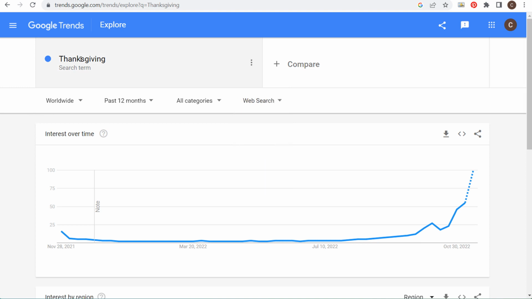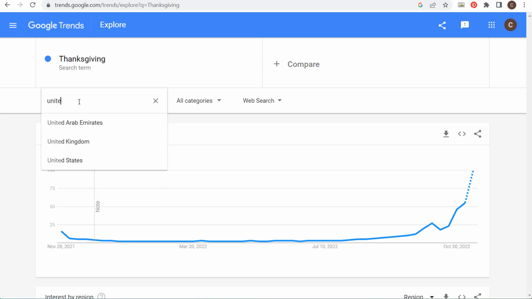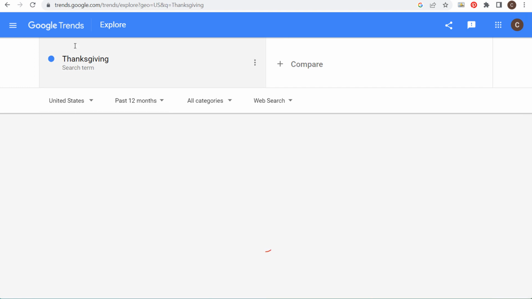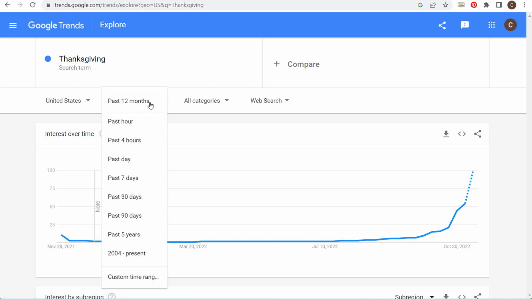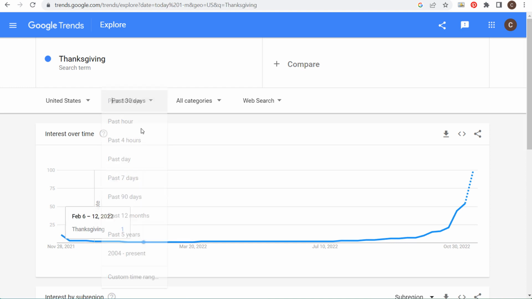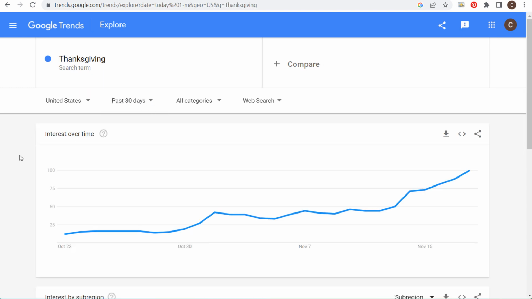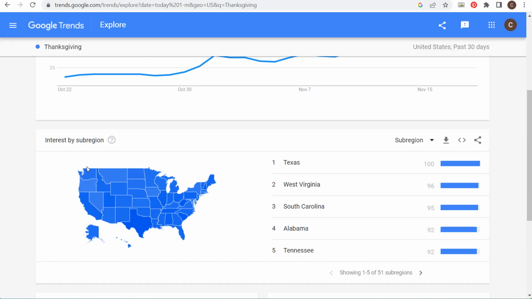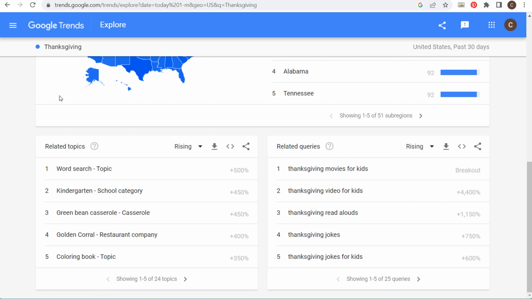But let's say we look up Thanksgiving. I'm just going to do the United States for this example. So we're looking at Thanksgiving, United States. Instead of past 12 months, let's see what people have been looking up the past 30 days leading up to Thanksgiving. So you can see the interest over time growing throughout the month, interest by subregion. I will go through both of these in a minute, but what you're going to see is related topics here.